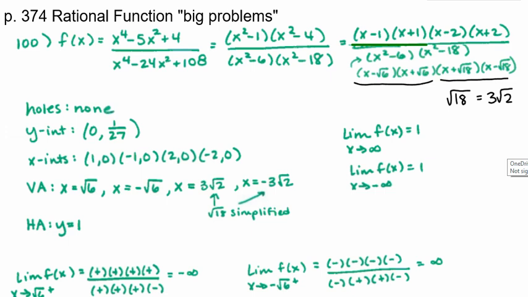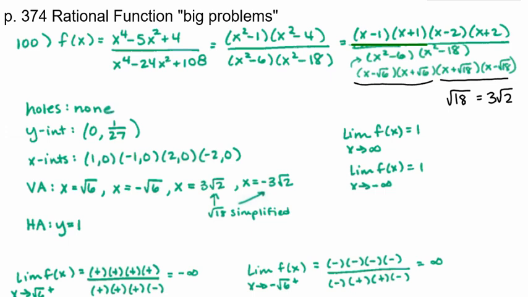And to find the y-intercept, plug in 0 for x. That gives you a 4 over 108, and you reduce that to 1/27. To find the x-intercepts, you're going to set every factor from the numerator equal to 0 and solve, and you get 4 different x-intercepts. And to find the vertical asymptotes, you're going to set every factor from the denominator equal to 0 and solve, and you get 4 different vertical asymptotes.